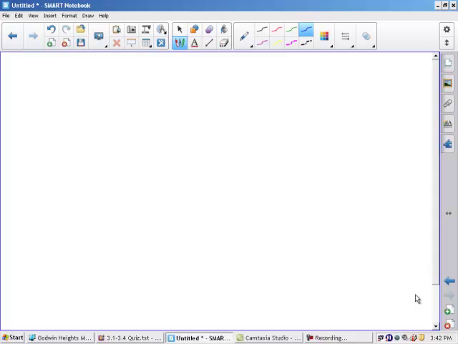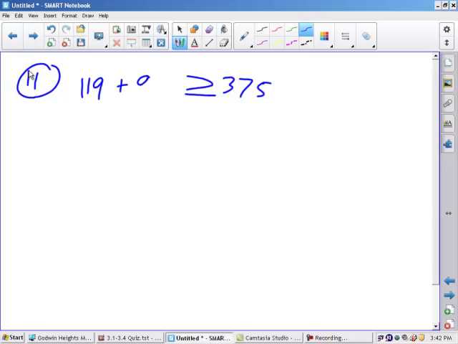For number 11, I'm just going to go ahead and read this. Number 11 says your class hopes to collect at least 375 cans. So right away you should write at least 375 cans of food for the annual food drive. There were 119 cans donated, so you start with 119 the first week and 91 more the second week. And it says, let C represent the total number of cans that must be collected by the end of the third week. So that would be plus C. So that's your inequality.